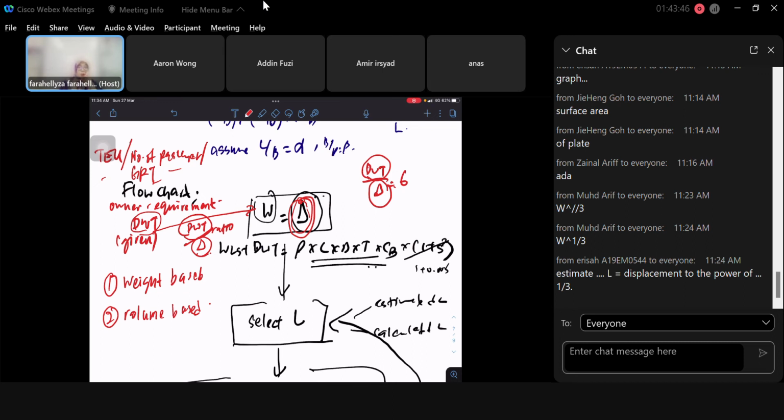You need to make sure that the number of passengers that you want to bring on board, with the main dimensions that you calculate or determine, can accommodate such a number of passengers, or such a number of cars or trucks or whatever you bring on board the vessel, or such a number of TEU required. Okay, so then only you can proceed with the selection of main dimension.